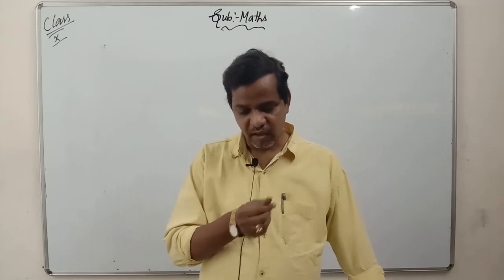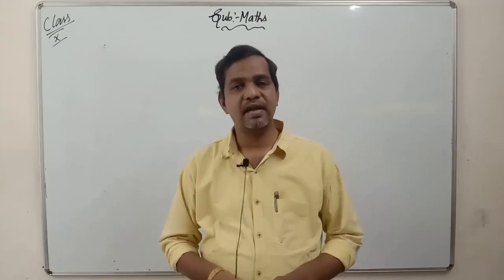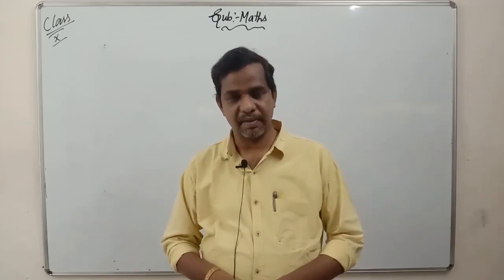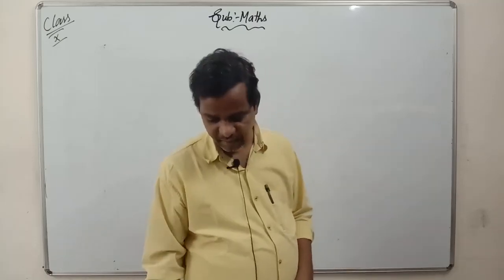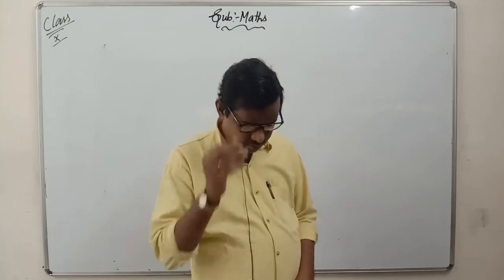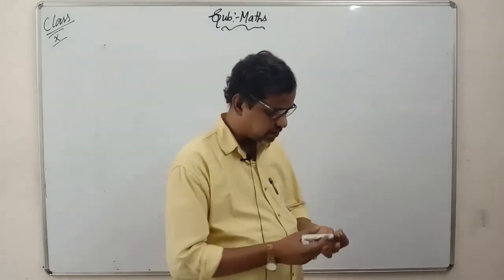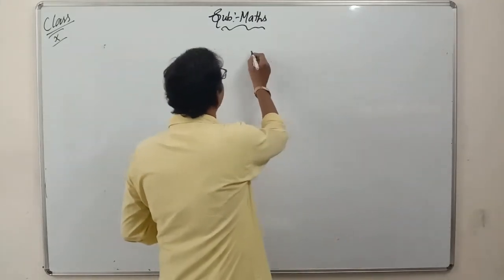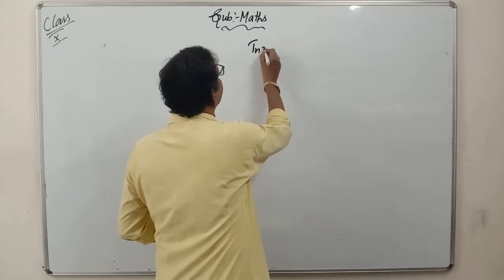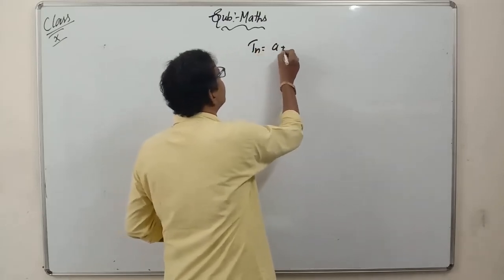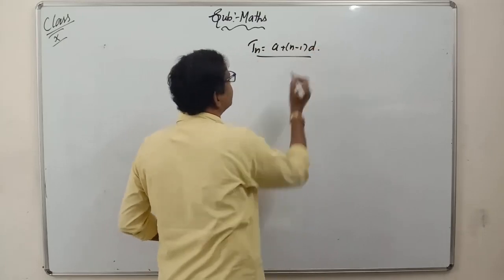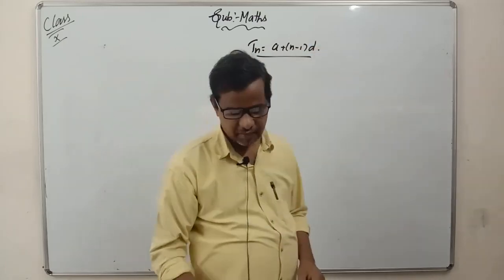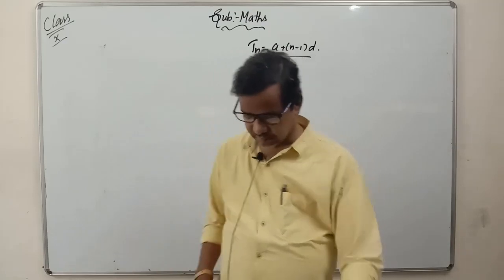The main thing is why we need this general formula of AP. I told you in the last class also what we mean by the general formula of AP. I think you know it. The general formula of AP is Tn equals a plus (n minus 1) d. This we have. So what is the use of it? Why should we have this formula?